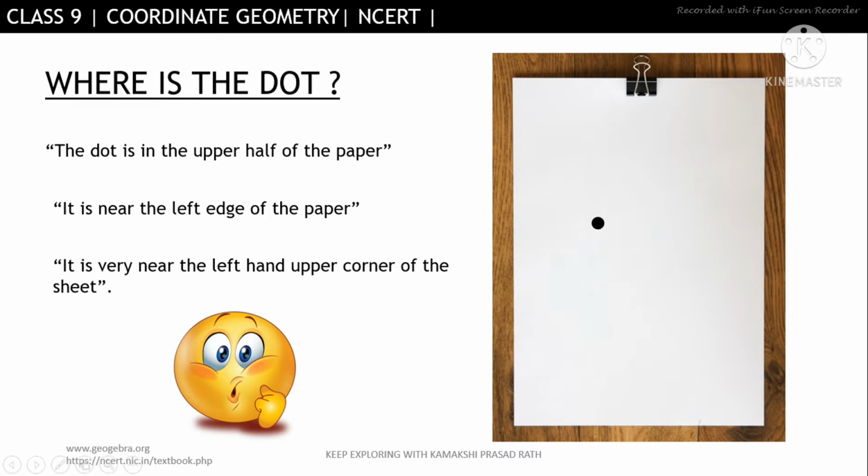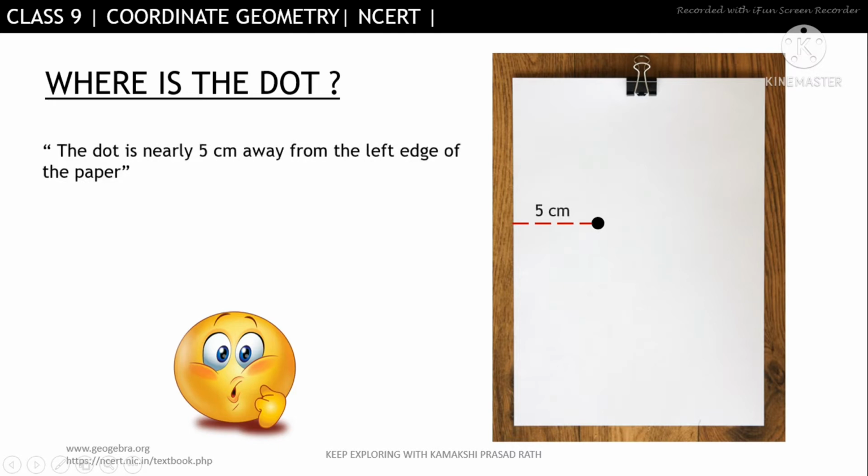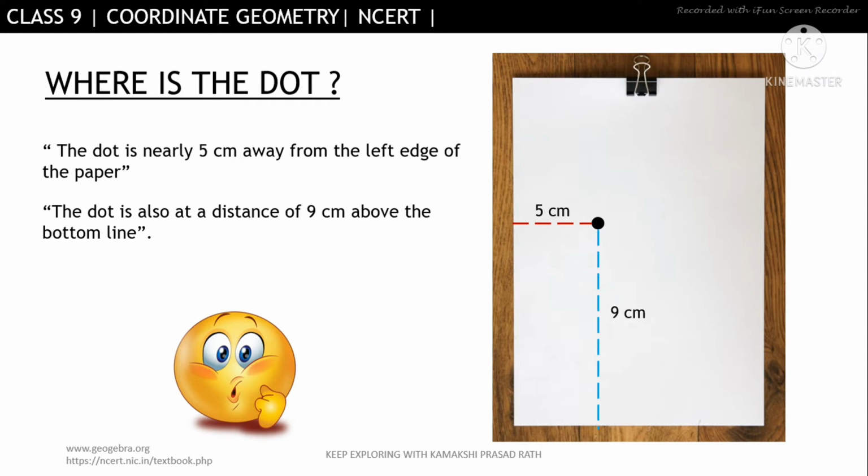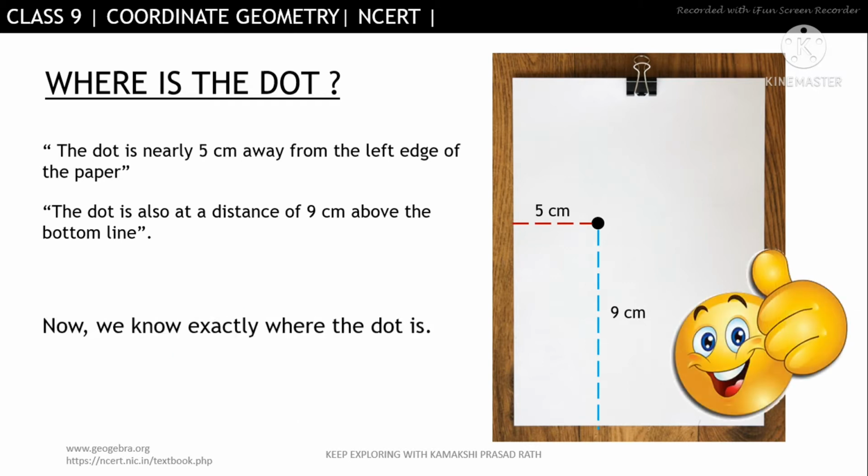Here, if we say that the dot is nearly 5 cm away from the left edge of the paper, then we get some idea where the point is. And if you add something to it, like it is at a distance of 9 cm above the bottom line, meaning from the bottom line it is at a distance of 9 cm, now we can get a clear idea where the dot is, because it clearly shows the position of the dot on the plane sheet. You can see here the dot is at a distance of 5 cm from the left edge and 9 cm from the bottom line.